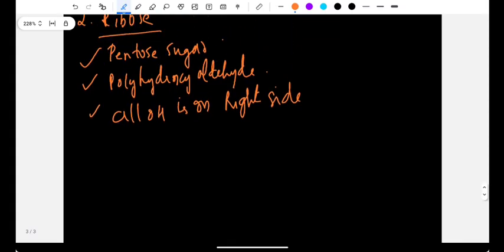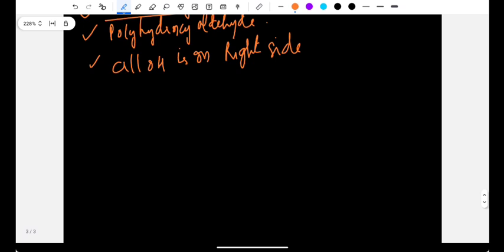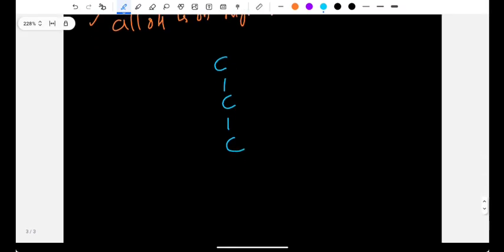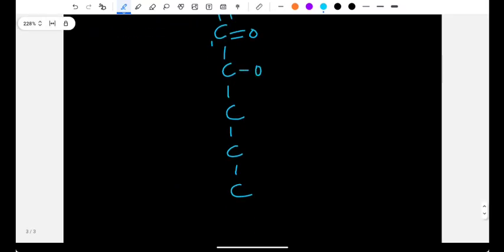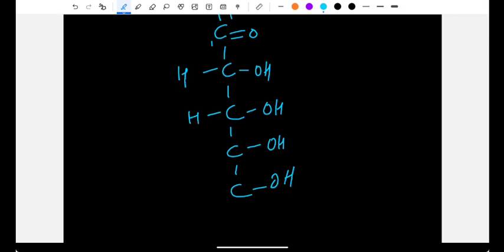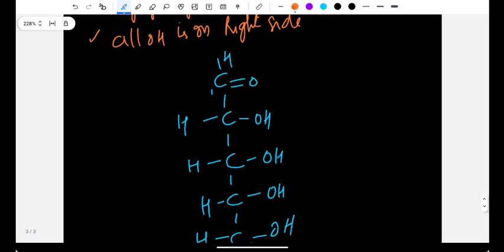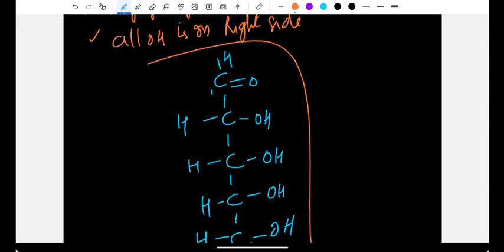So how is it a pentose sugar? How many carbons? 5 carbons. Number 1, 2, 3, 4, 5. The aldehyde group will be present on the terminal side. So first we will draw the aldehyde. Then all OH will be on the right side. So OH, OH, OH, OH. Now to balance the carbons, hydrogen is added. Now this one is the straight chain structure, right?